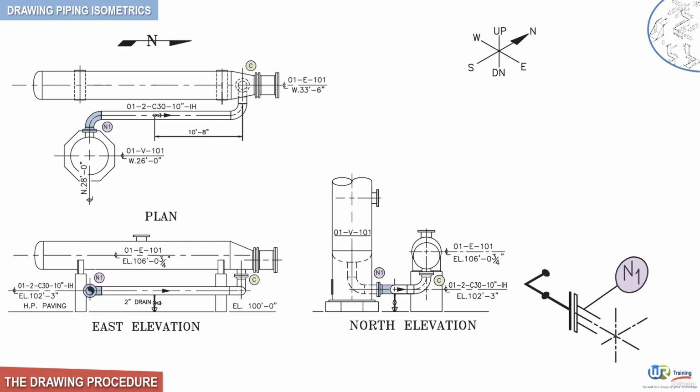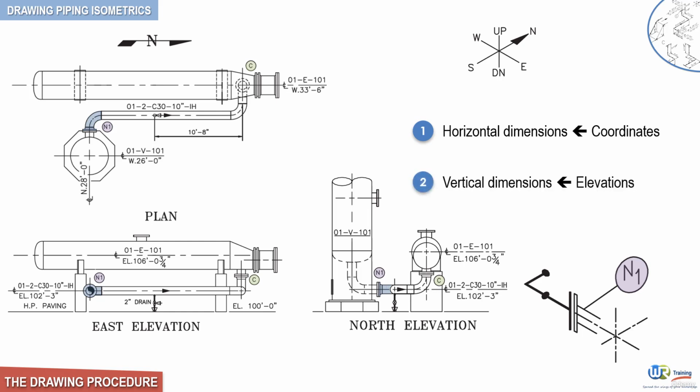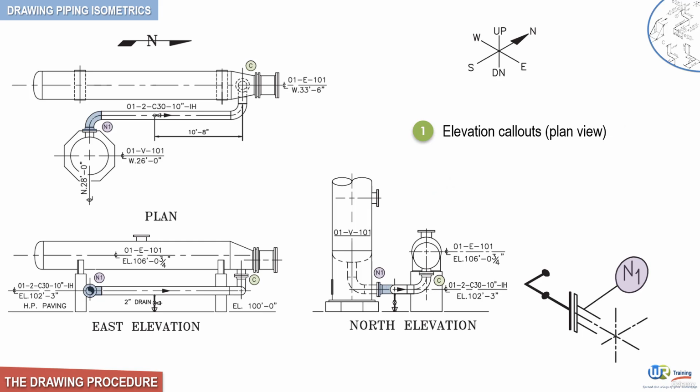Now, to determine the distance a pipe travels in the north direction or any other horizontal plane, you must use two coordinates. Remember, horizontal dimensions are calculated using coordinates, and vertical dimensions are calculated using elevations. So, if there were a need to determine the distance a pipe travels in a vertical plane, you would need one of the following: elevation callouts, which are found on the plan view drawing, or an elevation drawing that graphically depicts the amount of vertical change. We will see this in detail further ahead.